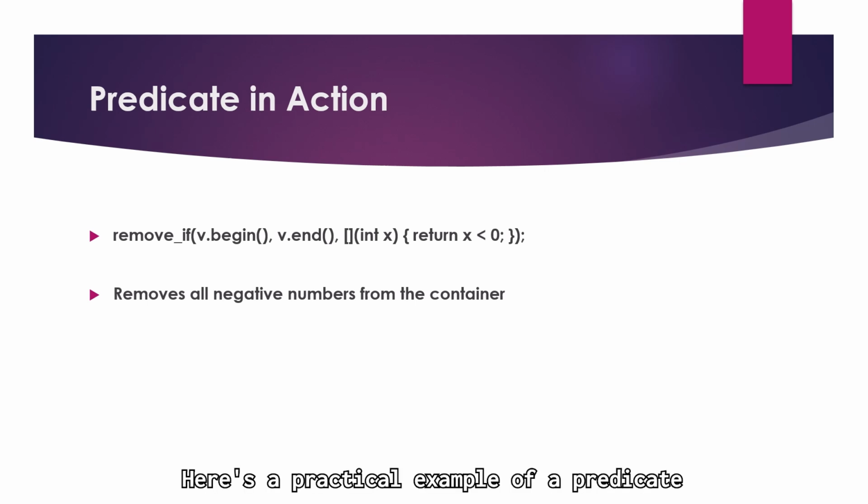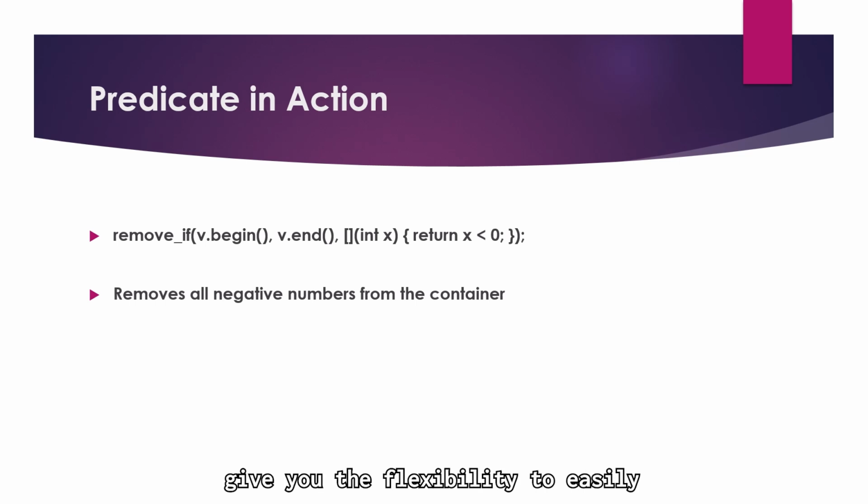Here's a practical example of a predicate in action. We use a lambda expression with remove_if to filter out all negative numbers from a vector. The lambda acts as a unary predicate, returning true if a number is negative and false otherwise. remove_if will then remove all the elements that satisfy this condition. This is a great example of how predicates give you the flexibility to easily customize STL algorithms with just a simple callable. Whether using function objects, lambdas, or function pointers, predicates make algorithms dynamic and adaptable.